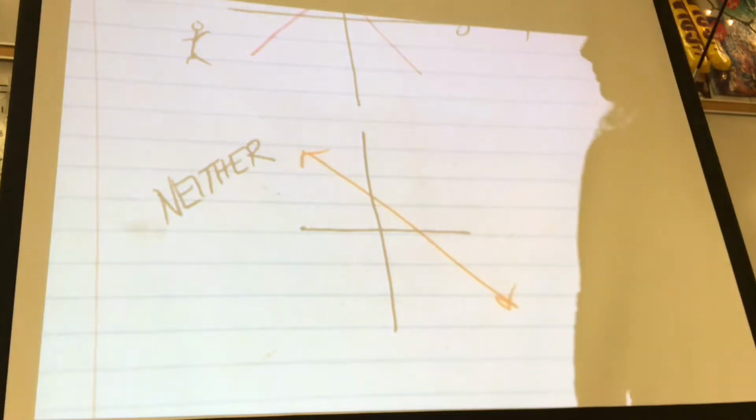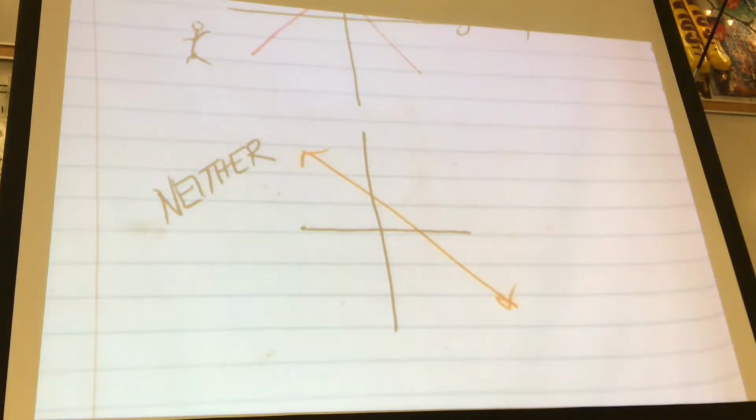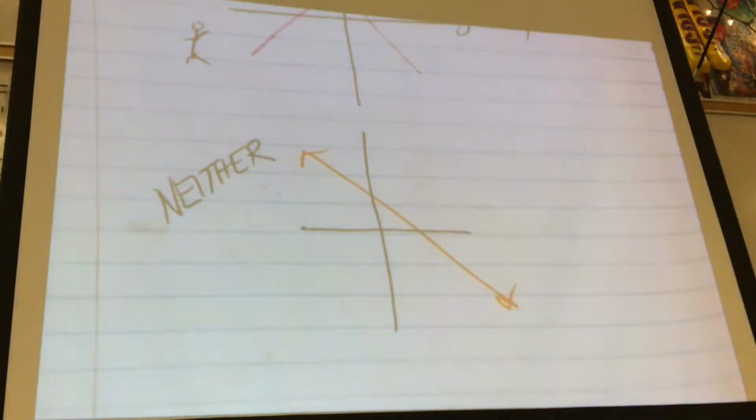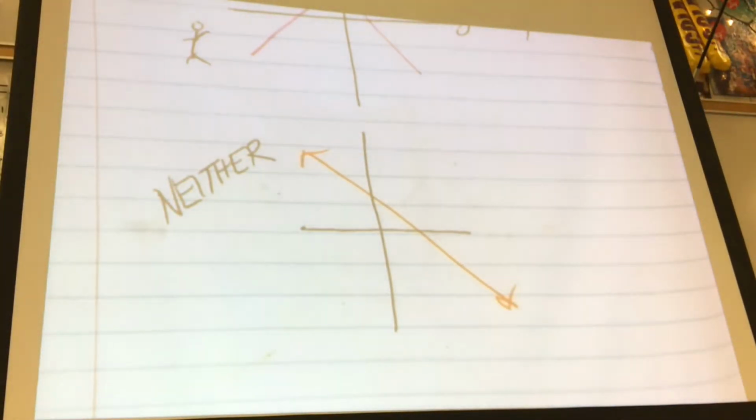Sometimes you can go on a hike. Copy this down, please. Sometimes you can go on a hike and there's neither. There's no maximum, there's no minimum. And this is what something would look like if there's no maximum or minimum.